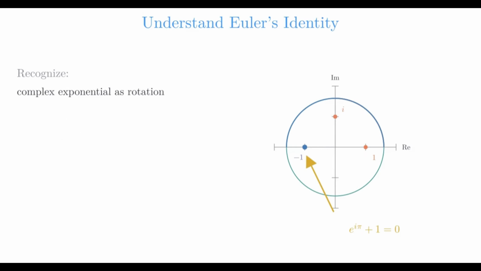Whenever you see e to the i times an angle, think rotation on the unit circle, not growth. Euler's formula turns angles into points. A half rotation from 1 lands at -1. Euler's identity unites e, i, pi, 1, and 0 in a single equation. 5 fundamental constants, perfectly balanced.